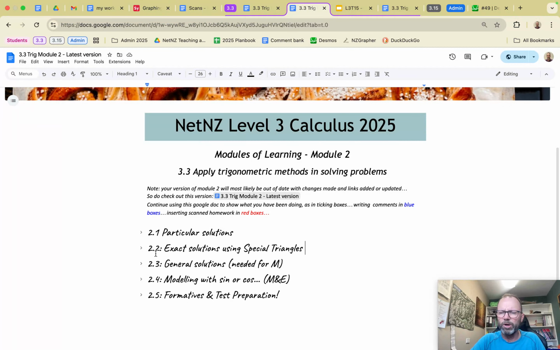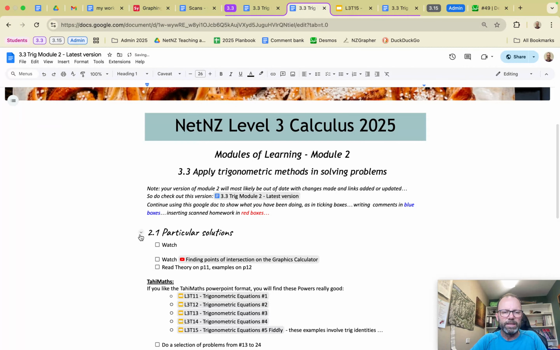But definitely use this document, which has been pushed out to you, to show me tick boxes, writing in blue, comments, and obviously scanning work I'm requiring you to do into the red boxes. Okay, that's the structure which we developed on the first simultaneous equations and the first module for this trig thing. Okay, so let's get into it.